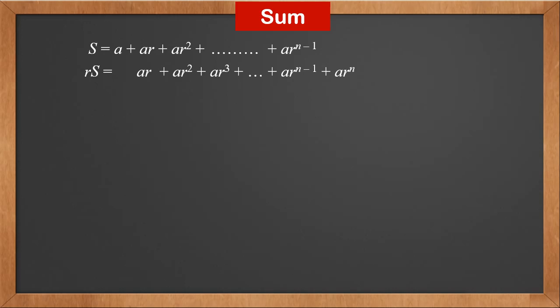Subtract these two equations. The left side is 1 minus R times S. After subtraction, all the middle terms, AR, AR squared, AR cubed, all the way to AR to n minus 1, are all cancelled. So it becomes A minus AR to n. Therefore, the sum S is A times 1 minus R to n over 1 minus R.